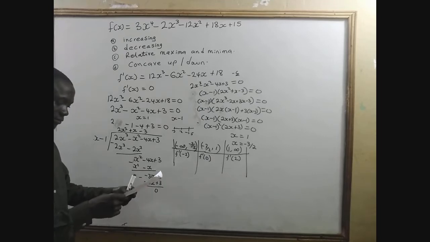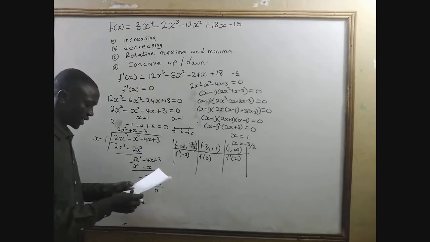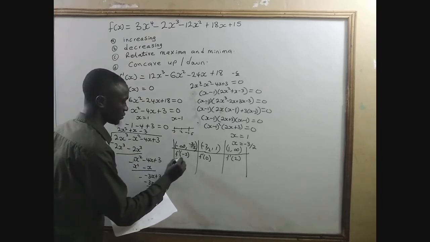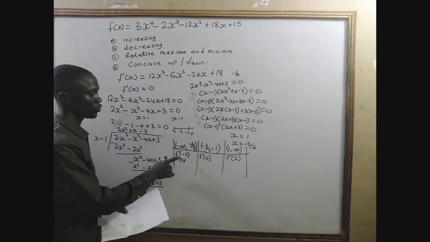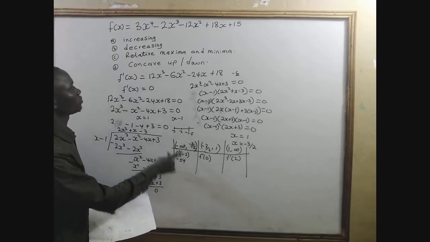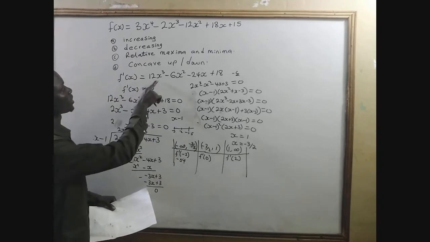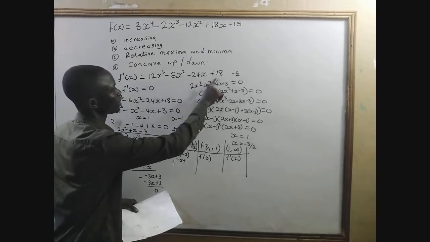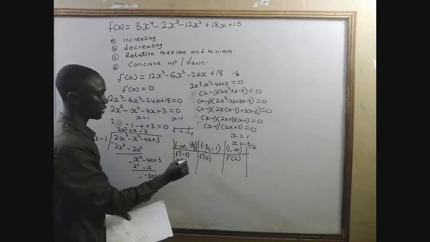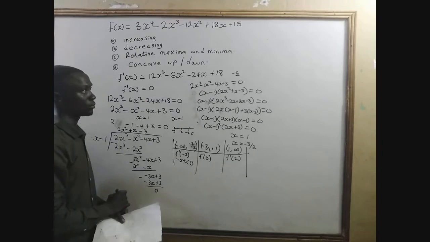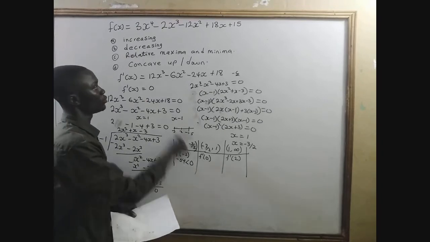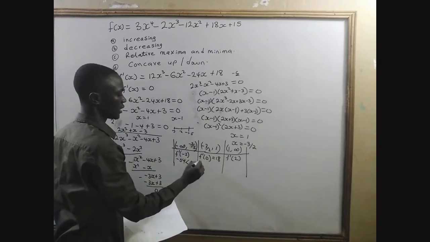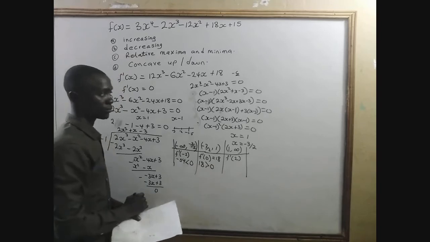So if you check f prime of negative 2, you're going to get minus 54. Put negative 2 into this, and you're going to get minus 54, and minus 54 is less than 0. If you put 0 here, you get positive 18, and this positive 18 is greater than 0.